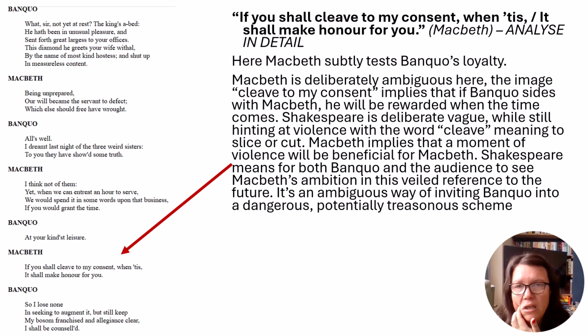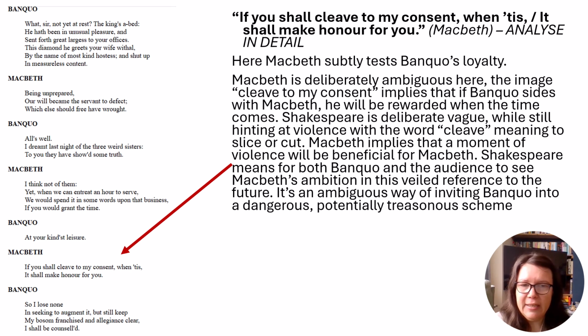All right, then we've got our last two quotes, and we're going down towards the end of this section, and these are the ones that we're going to think about analysing in detail, which is where we would want to pick out particular language or maybe some techniques or some imagery that Shakespeare's used. So Macbeth says to Banquo, "If you shall cleave to my consent, when 'tis, it shall make honour for you."